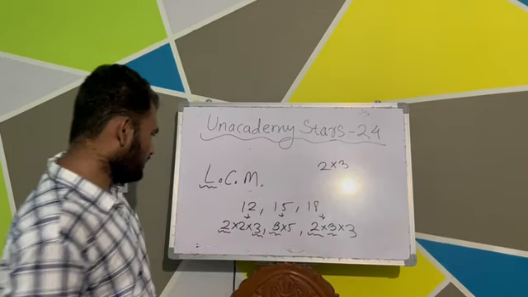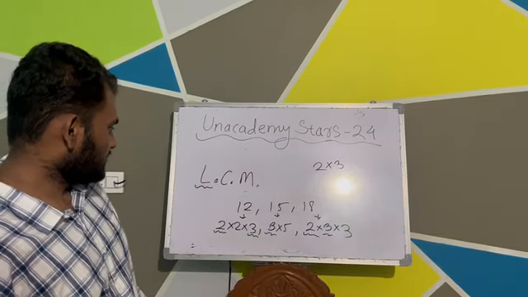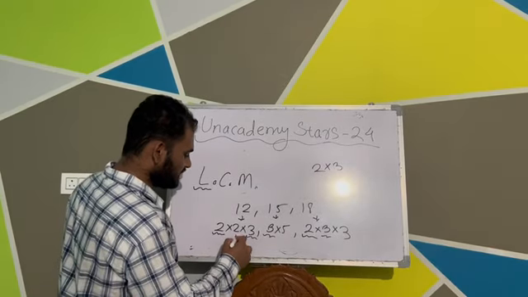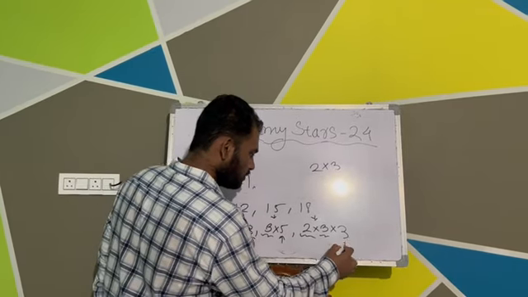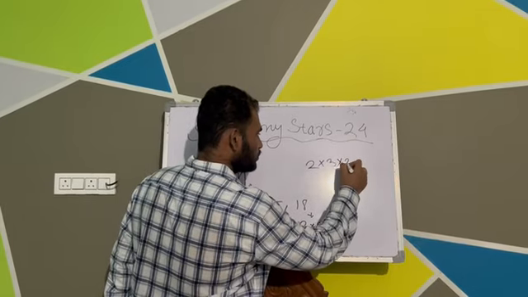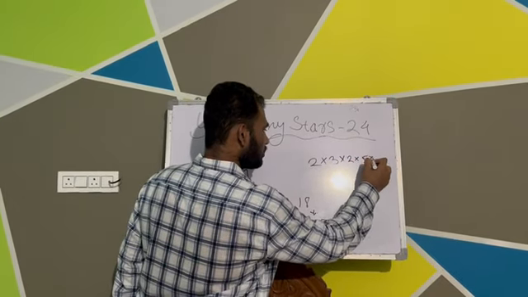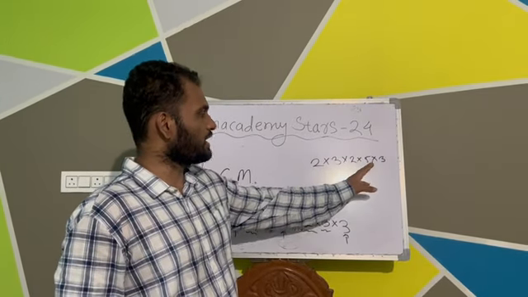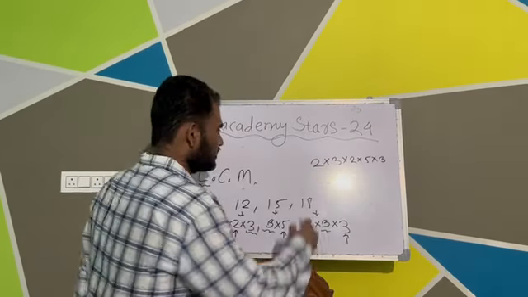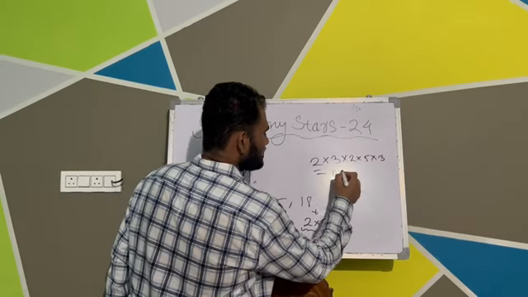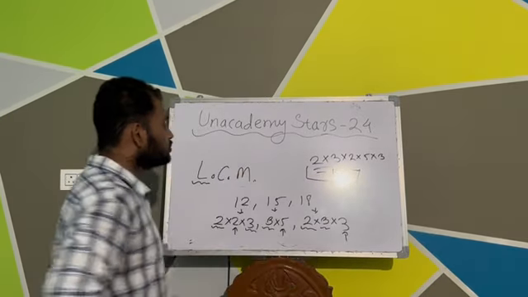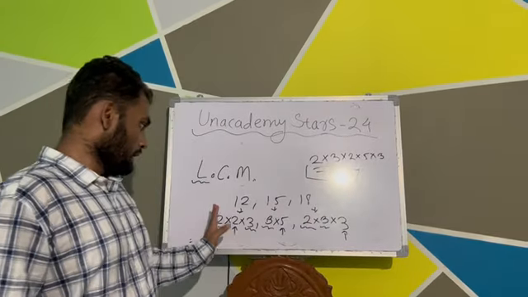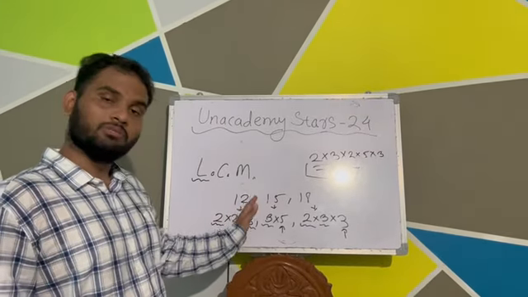After that, are there any more common numbers? Let's just see. No, there are no more common numbers. So what is left? The uncommon ones. That is 2, 5 and 3. So we just multiply by 2, 5 cross 3. What is this? 2 3s are 6, 6 2s are 12, 12 5s are 60, 60 3s are 180. So the LCM is 180. So for 3 numbers, 12, 15 and 18, the LCM would be 180. This is how you are going to calculate the LCM of 3 numbers.